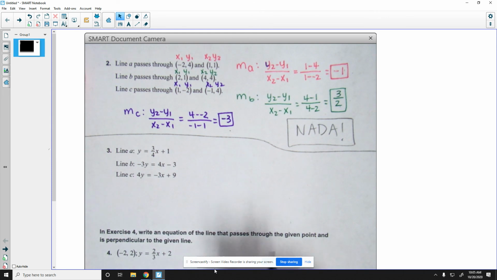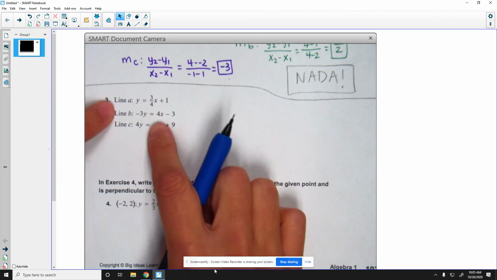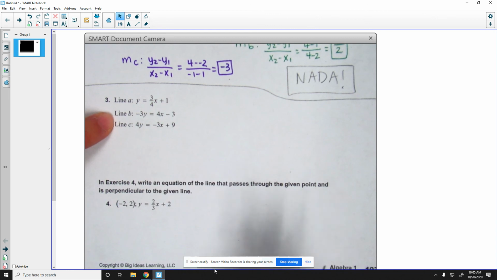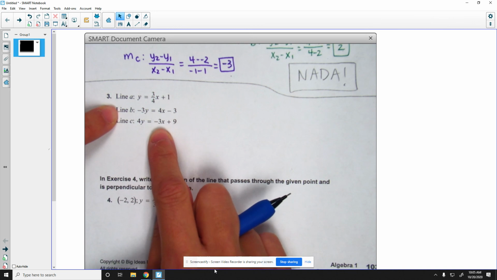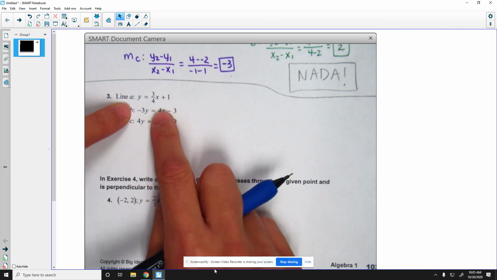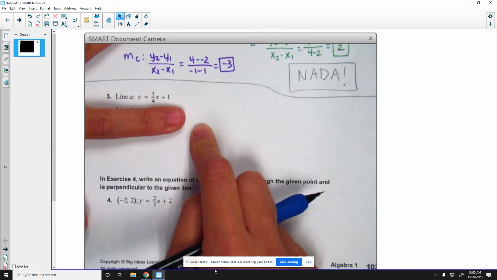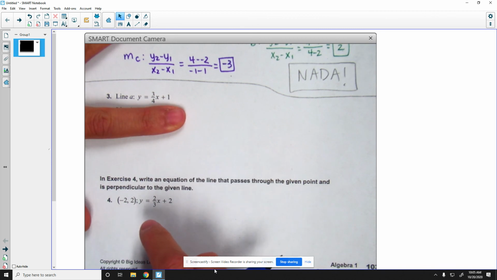Okay. All right. Finally, number 3. For this one, I want to see which ones are parallel or perpendicular, and they don't give me the points to find the slope. They don't give me a picture to do rise over run. So how can I find the slope if I'm given the equation? What do I do? Vaughn?